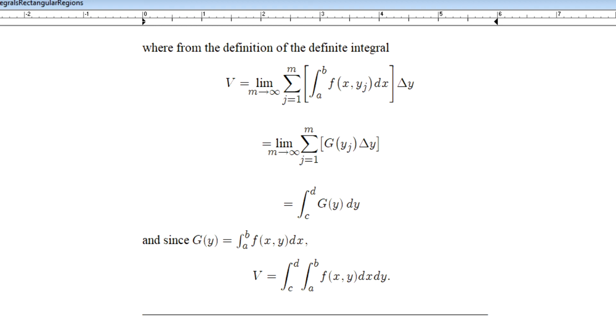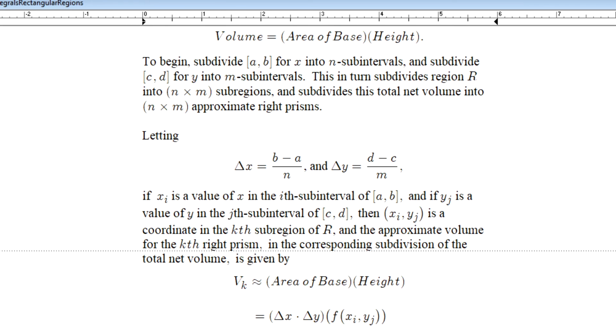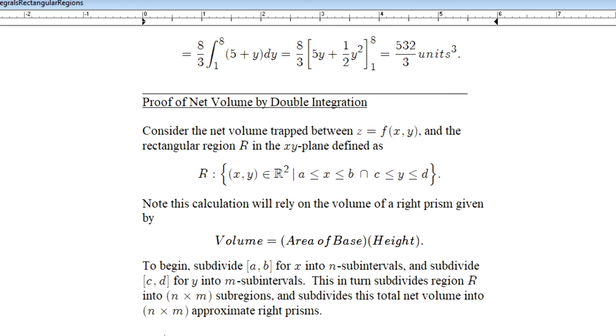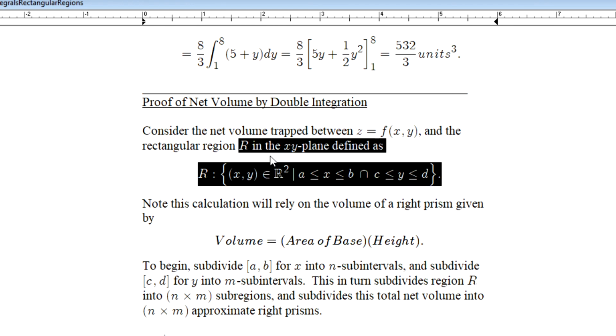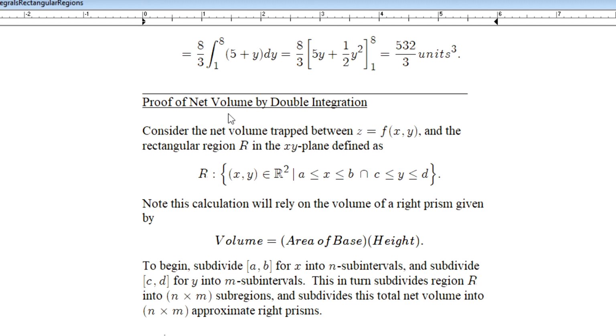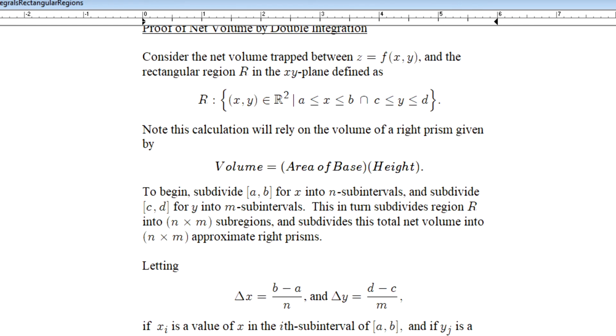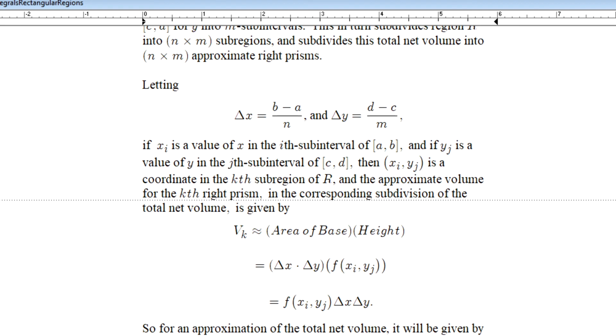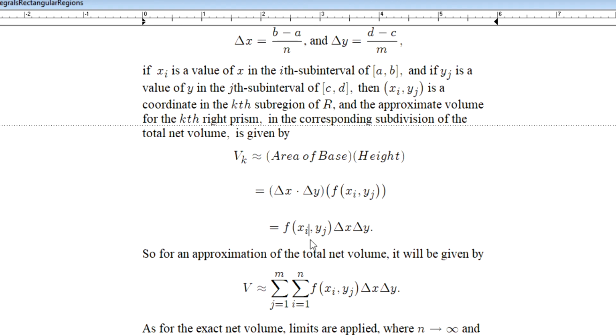So folks, that is the formal proof of double integration in the context of rectangular regions. I don't know if I'm going to have time to go through all of the proofs for each of the different scenarios we have, but they will happen very similar to how I set this up for the proof of net volume by double integration over rectangular regions. And this being the simplest of cases, I definitely wanted to make sure I spent the time proving this.